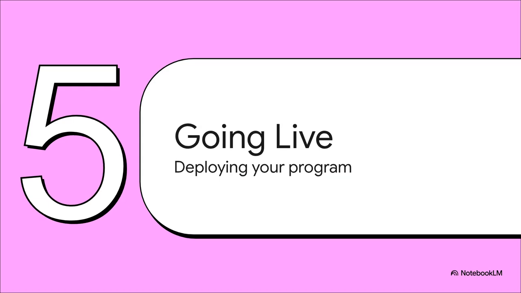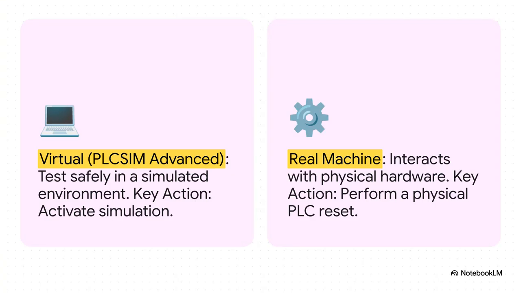Okay, the code is written, the digital mind is built. There's only one thing left to do. It's time to go live. We need to deploy this thing from our computer to the actual controller and bring this machine to life. When it comes to deployment, you've basically got two options. First, you can go the virtual route with PLC SIM Advanced. This is awesome for testing everything safely without touching any real hardware. All you have to do is check the Activate Simulation box.